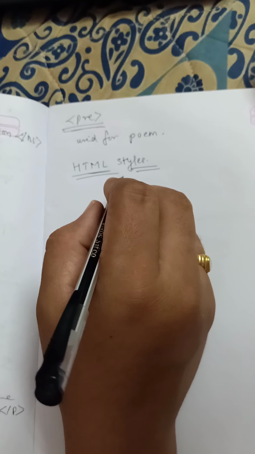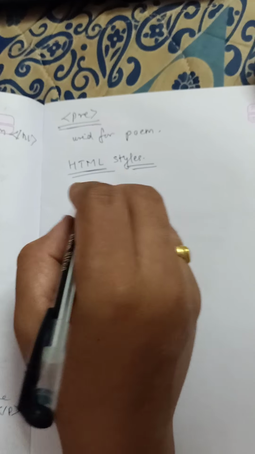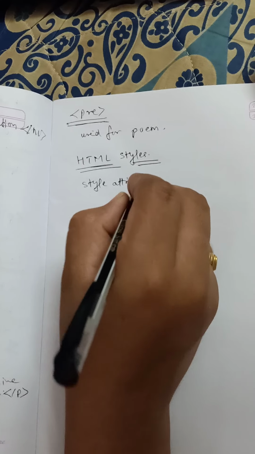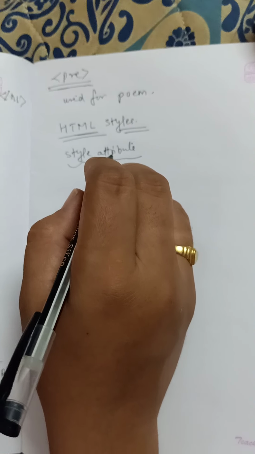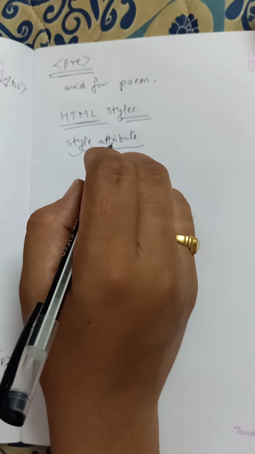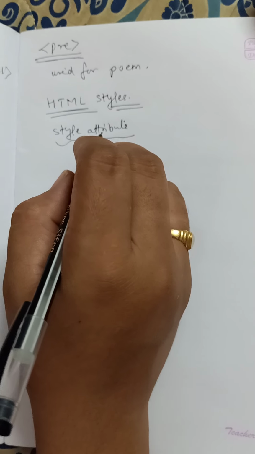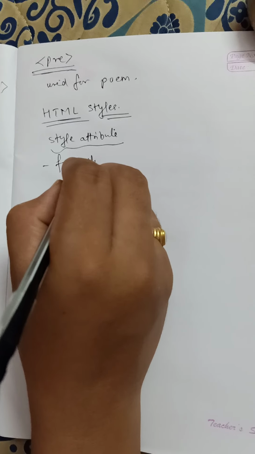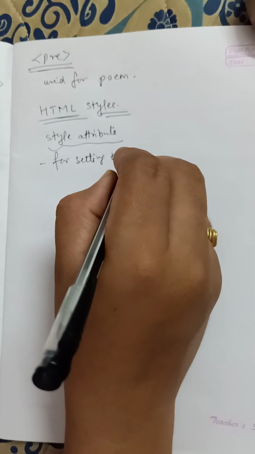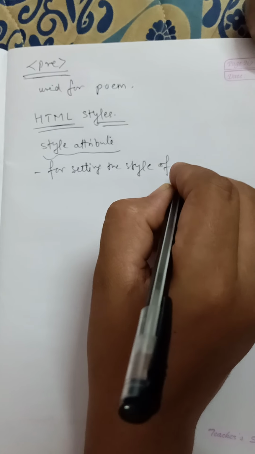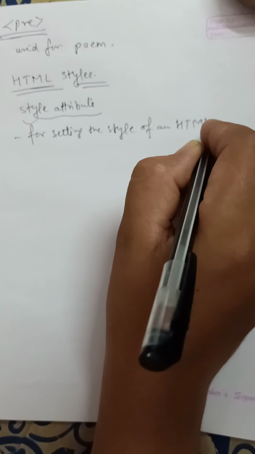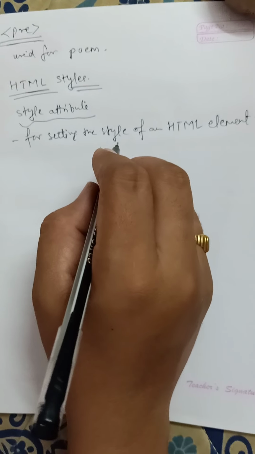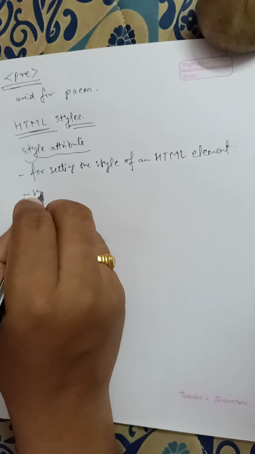So style, this is an attribute, okay? It is basically used for setting the style of an HTML element. Why is it used? For setting the style of an HTML element.